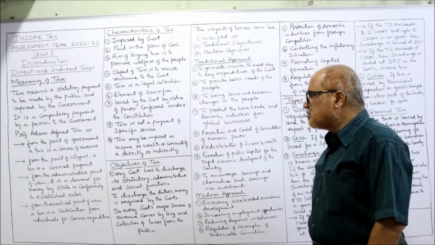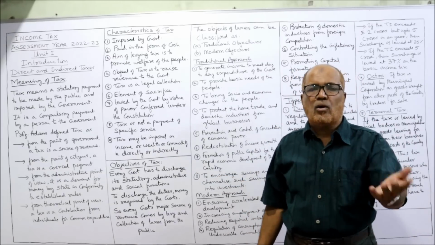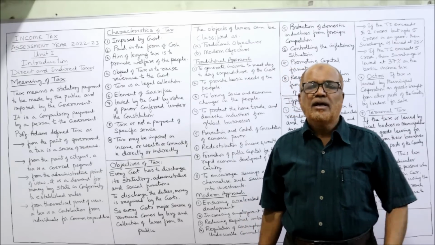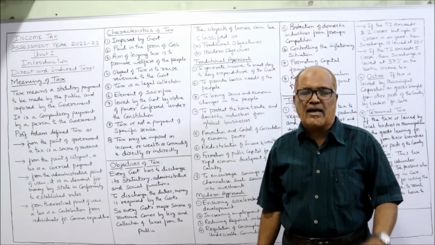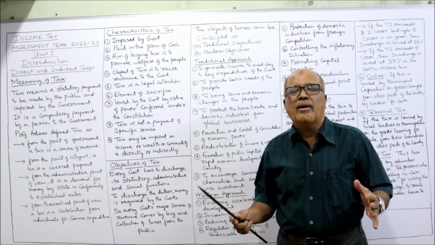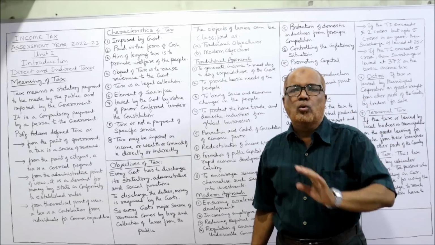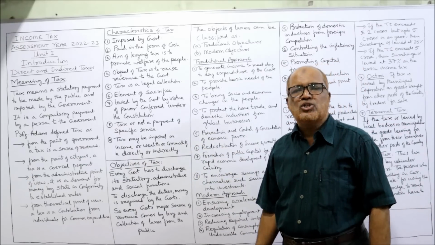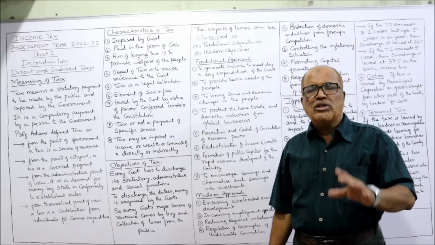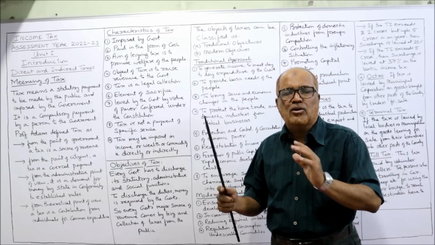Next one, tax may be imposed on income, wealth, or goods, either directly or indirectly. See here, in the next video, I'm going to explain the different types of tax, direct tax and indirect tax. But right now, you remember the tax is levied on income or wealth or goods, right? So these are a few characteristic features of tax. After watching the video with full concentration, definitely you can remember all the points and write them in your own words in examination.